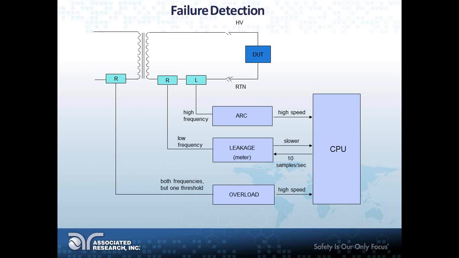Next, we have the leakage meter. Basically, these are 100 millisecond samples based on our high and low limit that we have set, programmed in our Hipot tester for the Hipot test. And lastly, we have the arc detection, which is again a high-speed interrupt, and will trip right away and takes priority over the leakage meter detection.